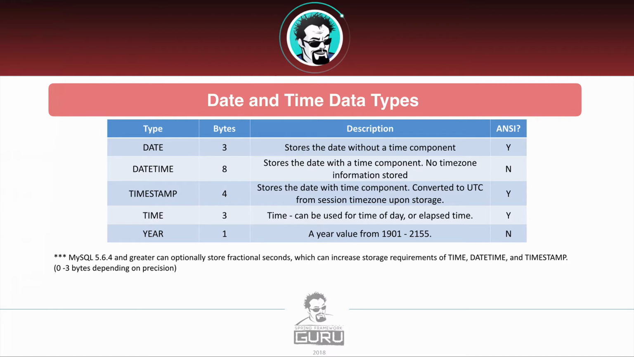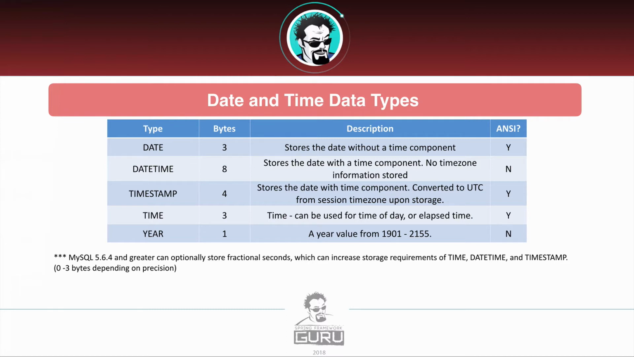Next up, we have time. This is a special value, so this can be time of day or an elapsed period of time. This is also an ANSI data type. And then a year. Year is pretty self-explanatory. MySQL can handle from 1901 to 2155, and I'm not quite sure why they did that, but that's from the MySQL documentation. I have a footnote here that MySQL 5.6.4 or greater can also store fractional seconds.